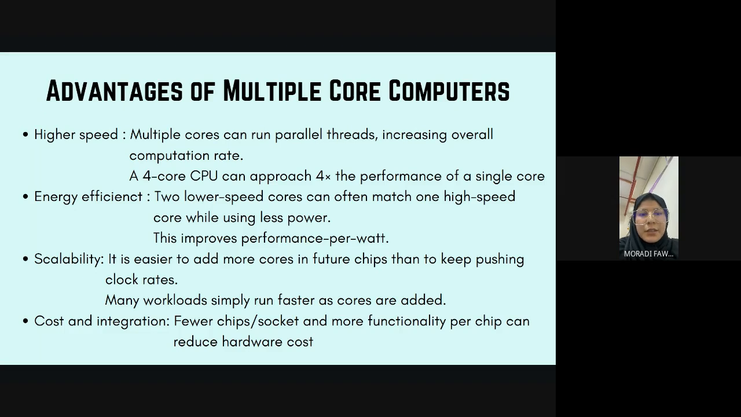And the last one is cost and integration. Fewer chips stacked and more functionality per chip can reduce hardware cost.